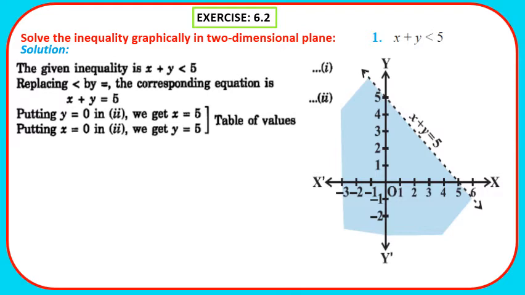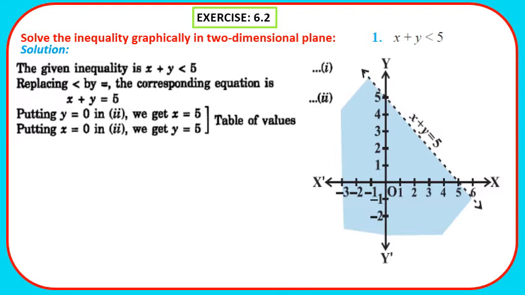Now the line is a dotted line here because the inequality contains only the less than sign. There is no equal to part. It simply means the points on this dotted line are not in the solution set. Now to know the solution region, this line is dividing the plane into two parts, one above and one below. So which region will the solution be?